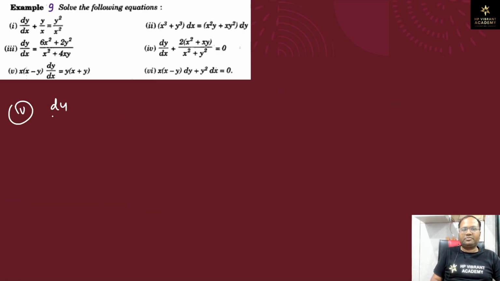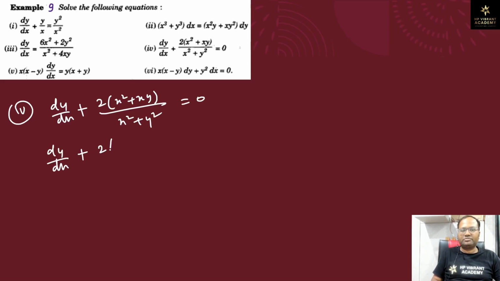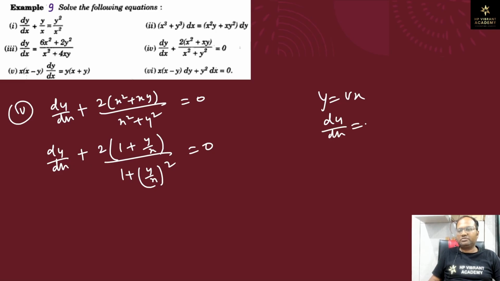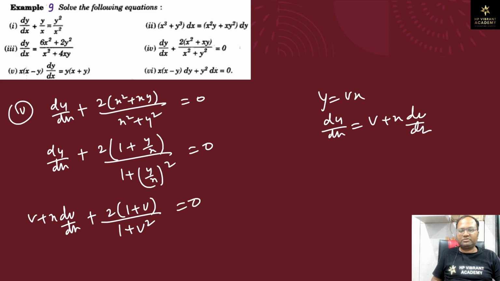So this is dy upon dx plus 2 times (x square plus xy) upon (x square plus y square) is equal to 0. So from here dy upon dx plus 2 times (1 plus y upon x) upon (1 plus y upon x whole square) is equal to 0. So from here y is equal to vx. So dy upon dx is equal to v plus x dv upon dx. So v plus x dv upon dx plus 2 times (1 plus v) upon (1 plus v square) is equal to 0. Let us further simplify this.